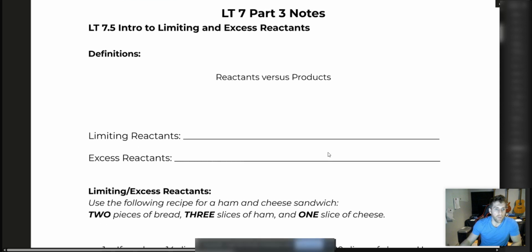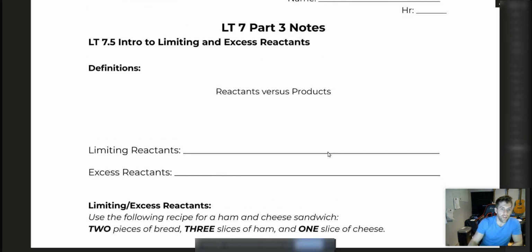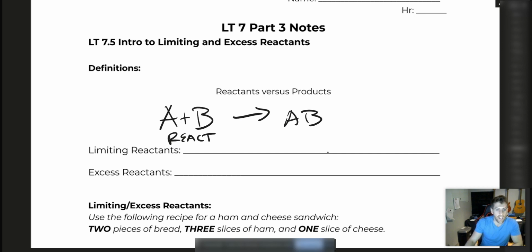So I'm going to start this off. We're going to look at some definitions here. We have reactants. A lot of what we've been doing is an A plus B, or like this plus this will react, and it's going to make some form of a product, typically containing A and B. We know that we utilize the conservation of matter, so everything that is in A and B will come out in this A and B product.